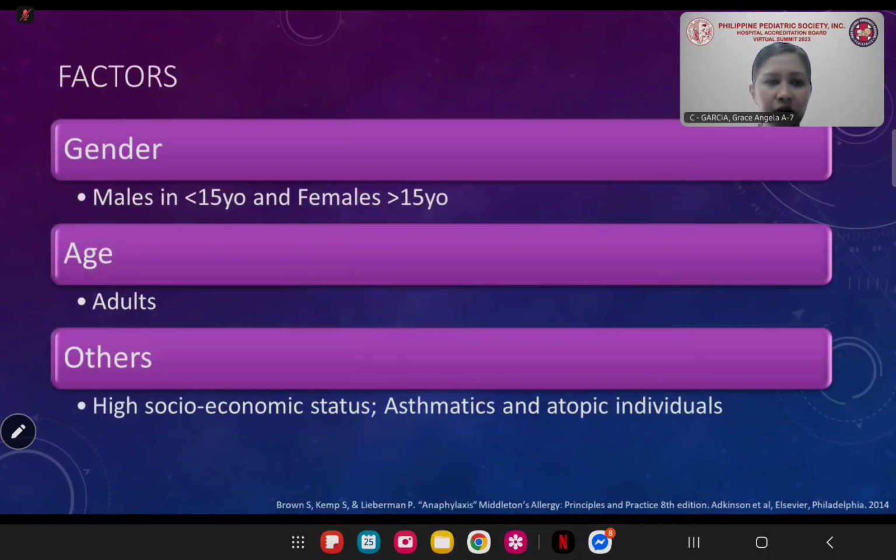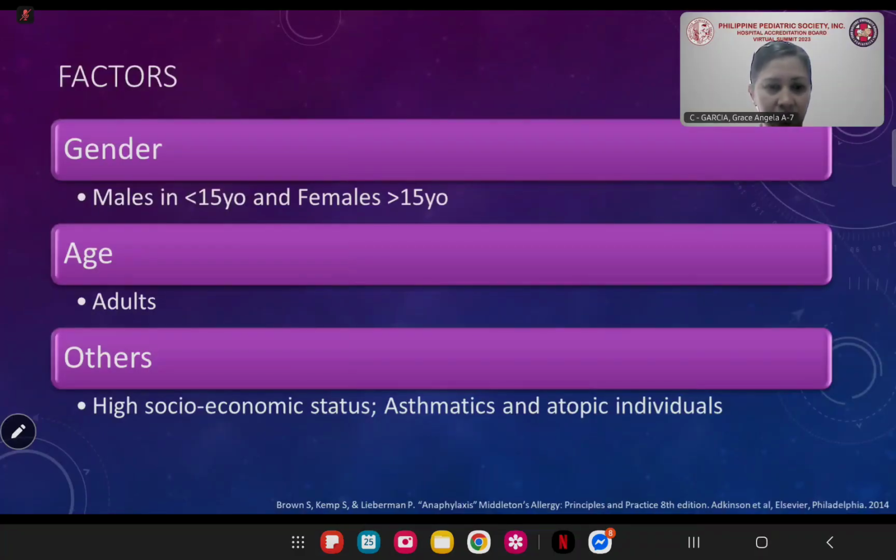So other factors would be gender. Males are much more prone to it if they are less than 15 years old because they are more active and more outdoors. But for females, for those more than 15 years old, it is likely due to the hormones. So that's what they mentioned. For age, most of the time it's seen in adults, but some pediatric patients would also manifest anaphylaxis.